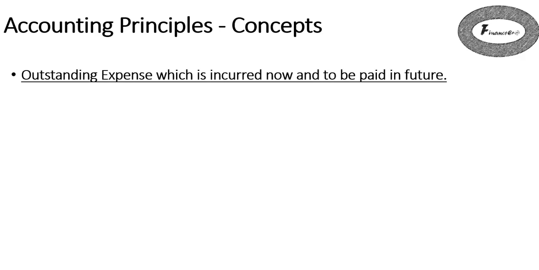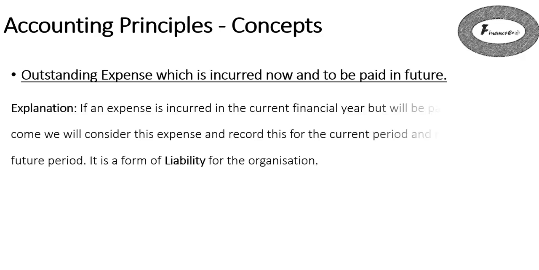Coming to outstanding expense, an expense which is incurred now and to be paid in future. So if an expense is incurred in the current financial year but will be paid in future, we will consider this expense because the expense is incurred now, and we will record this for the current period and not for the future period. So it is a form of liability for the organization.